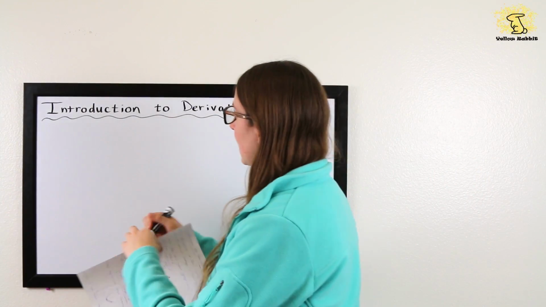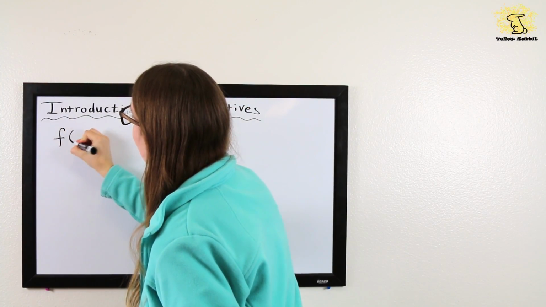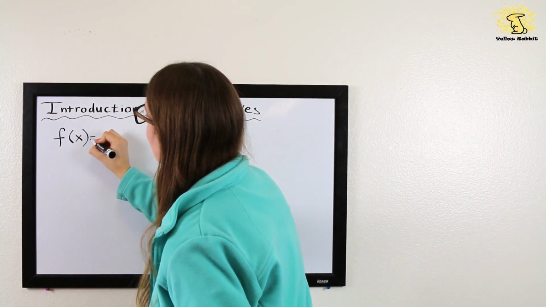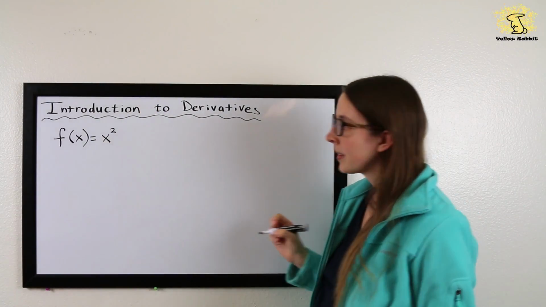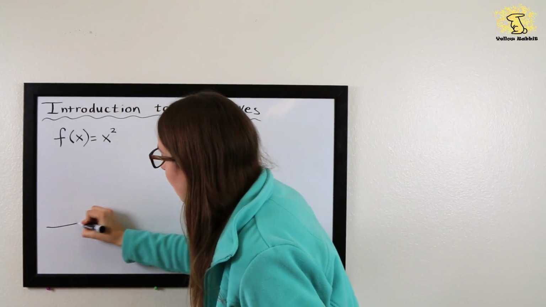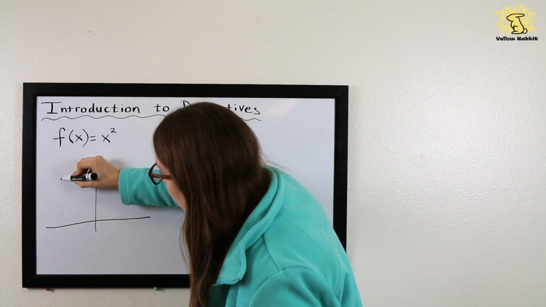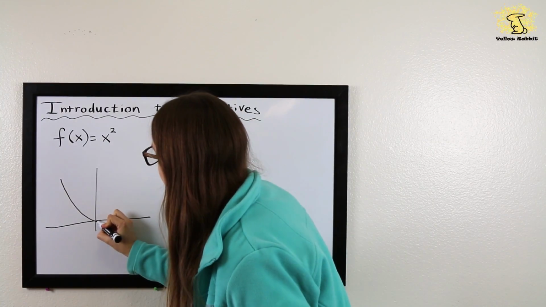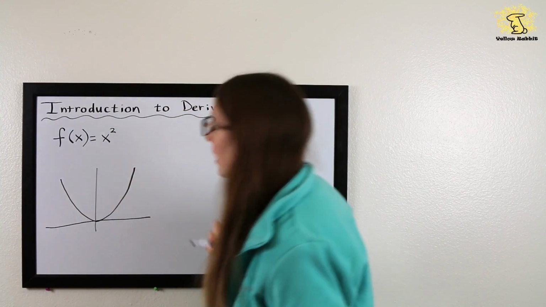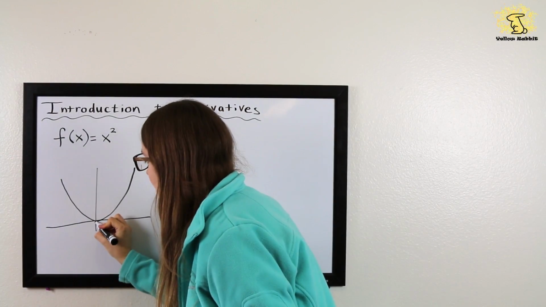So let's start by considering the following function. F of x equals x squared. So as I'm sure you've seen before, the plot of this function looks more or less like this. And I'm just going to label a couple of the important points.